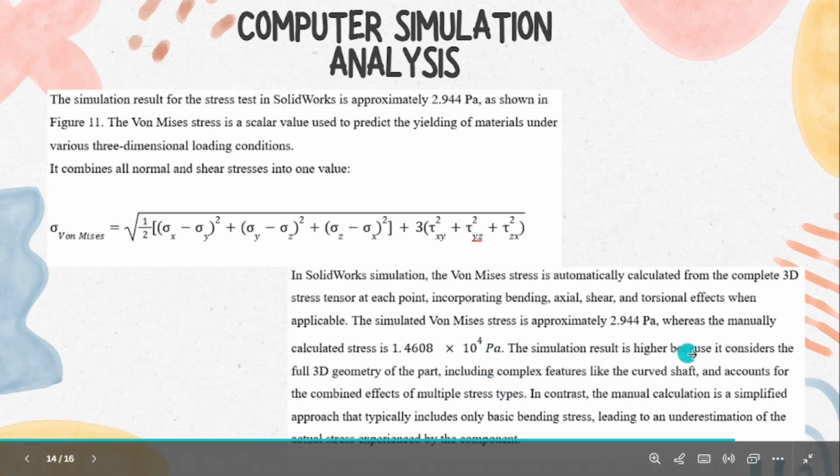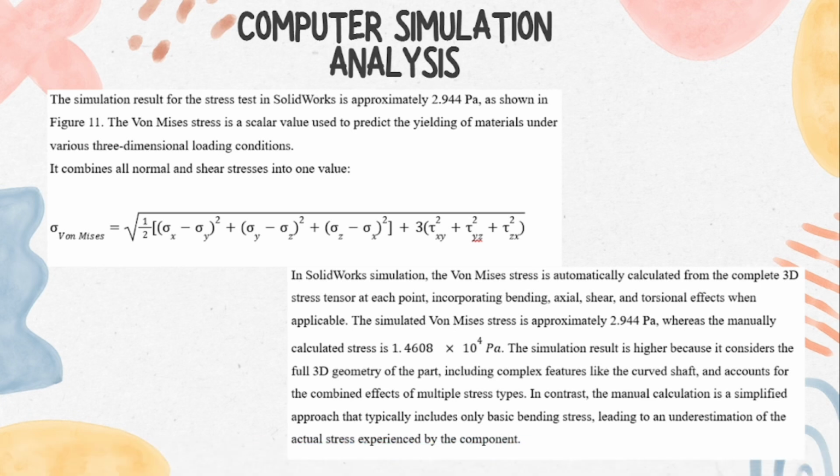The simulation result is higher because it considers the full 3D geometry of the part, including complex features like the curved shaft, and accounts for the combined effect of multiple stress types. In contrast, the manual calculation is a simplified approach that typically includes only basic bending stress, leading to an underestimation of the actual stress experienced by the component.